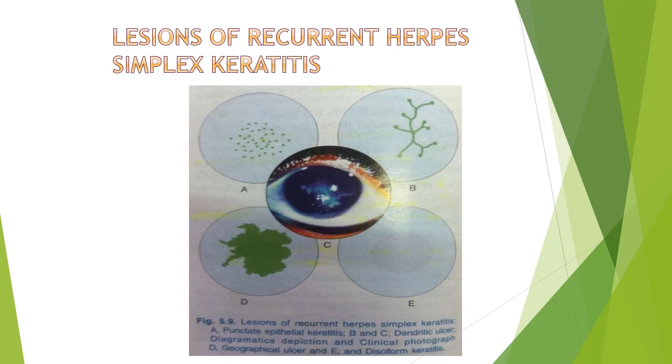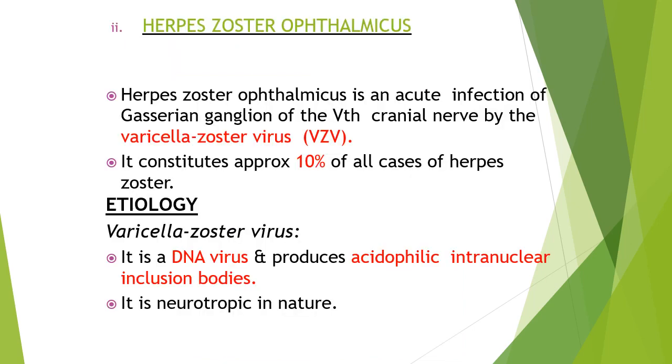Again, in recurrent herpetic keratitis, similar features can be seen as in the primary. Now coming to the next lesion, herpes zoster, which we call varicella zoster. This is most seen in immunocompromised persons, whenever the immunity is less. This is also a neurotropic ulcer, most commonly residing in the Gasserian ganglion whenever it is infected.